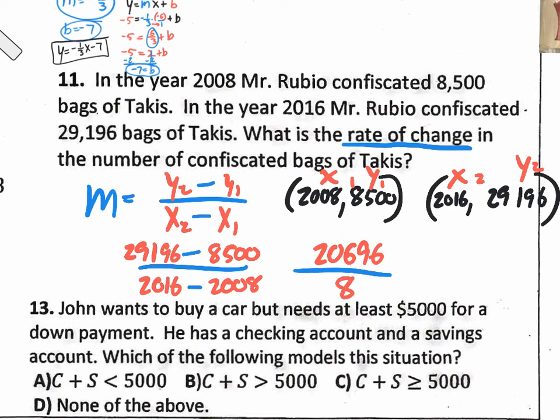So we could actually reduce this. We could divide this on the calculator, 20,696 divided by 8, and we get what as an answer? 2,587 is the rate of change. It is the slope. What does that mean? That each year it increased by 2,587 bags. So that's the slope right there. That is your answer. That's the rate of change per year.